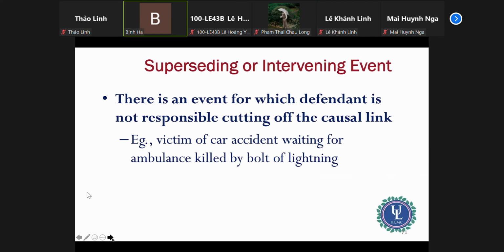So when the victim who was injured by the accident lies on the road waiting for the ambulance to come, and he was killed by the bolt of lightning. So the bolt of lightning is actually an event which cuts off the causal link between the accident and the death of that guy. So the person who caused the accident could not be liable for the victim's death. Okay, understand this defense?